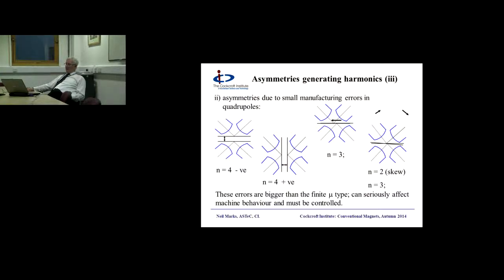These errors are bigger than the finite mu errors that I've just dealt with a couple of slides ago. They can seriously affect machine behavior. They must be controlled, they must be measured. If necessary, you must adjust the magnet to reduce or eliminate these fields.